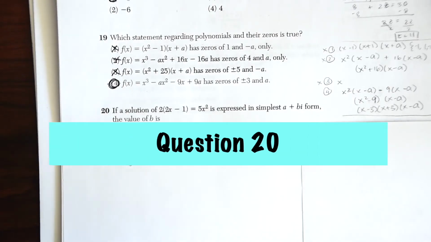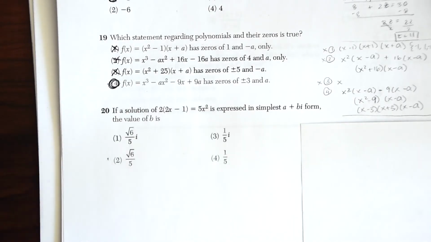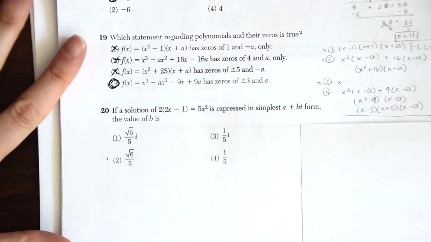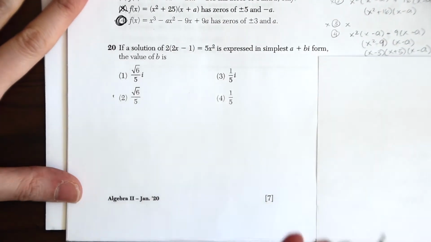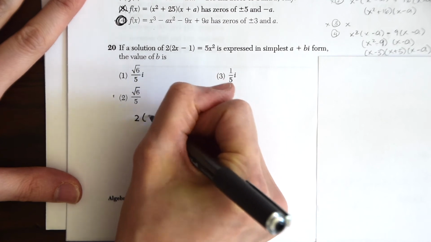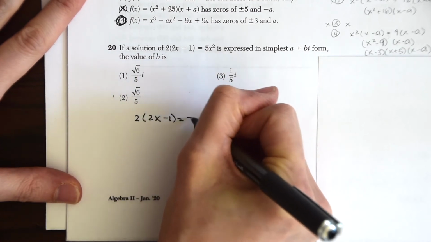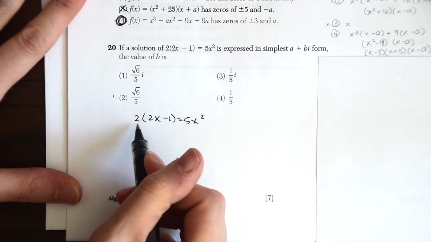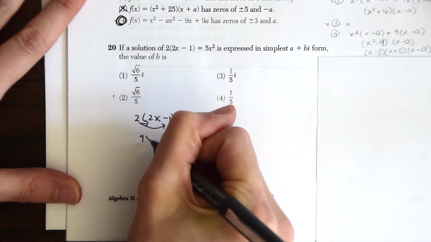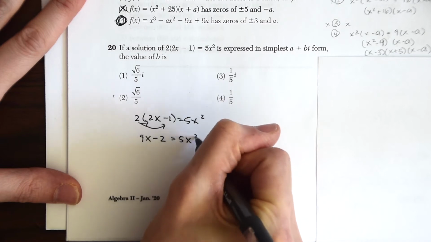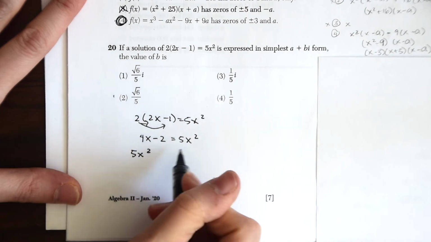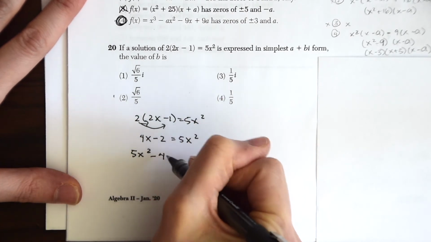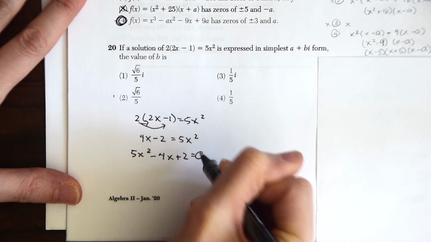Here's question 20. If a solution of 2 times 2x minus 1 equals 5x squared is expressed in simplest a plus bi form, the value of b is. So let's just start distributing and see where we end up here. We have 2 times 2x minus 1 is equal to 5x squared. We're going to distribute this 2, and we end up with 4x minus 2 equals 5x squared. So we're going to have to solve this quadratic equation. Now I'm just going to move everything to the other side. So this is going to be 5x squared minus 4x plus 2 equals 0.